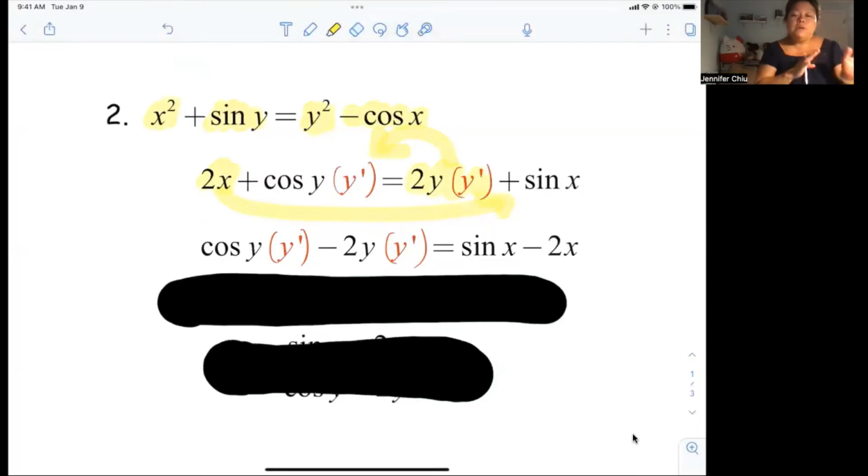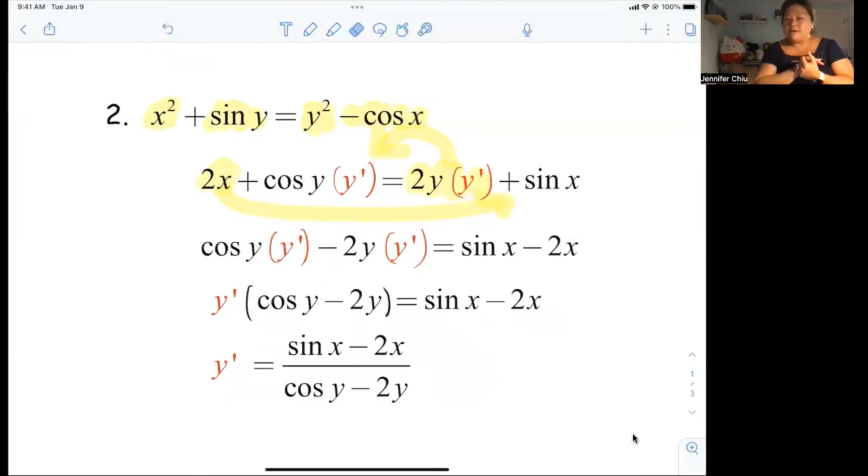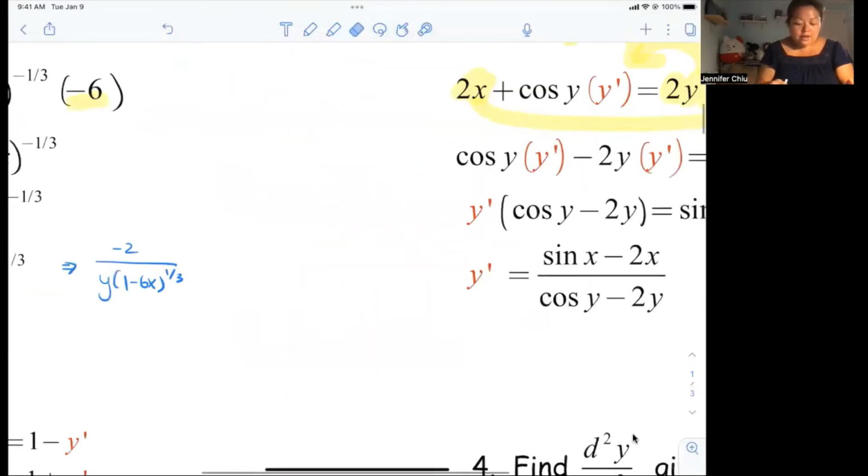So that way everybody with a y prime stays on one side, everybody without stays on the other, because now I can factor out the y prime from both terms and then divide it over so I get y prime by itself. Okay. All right.